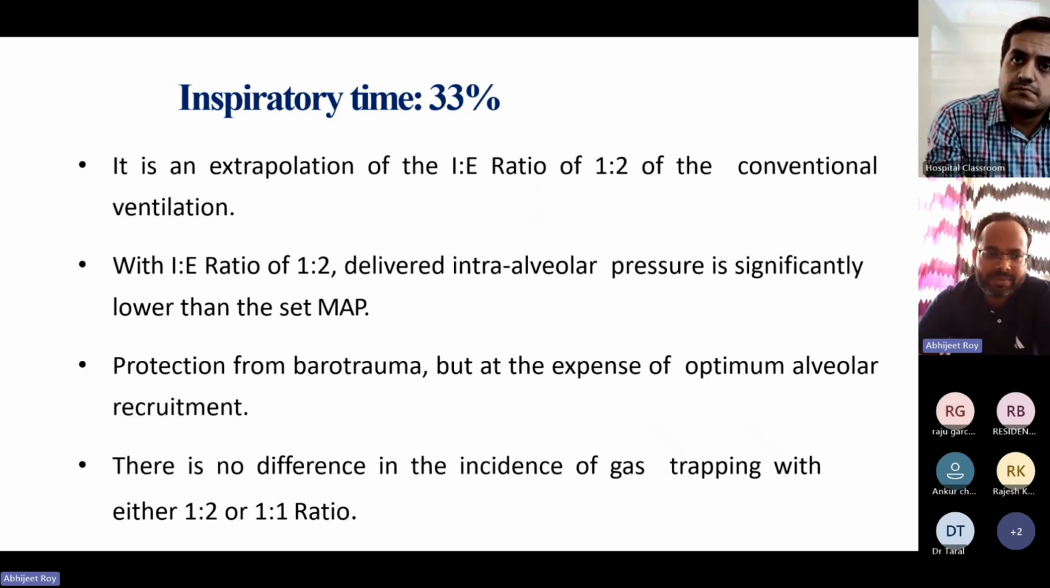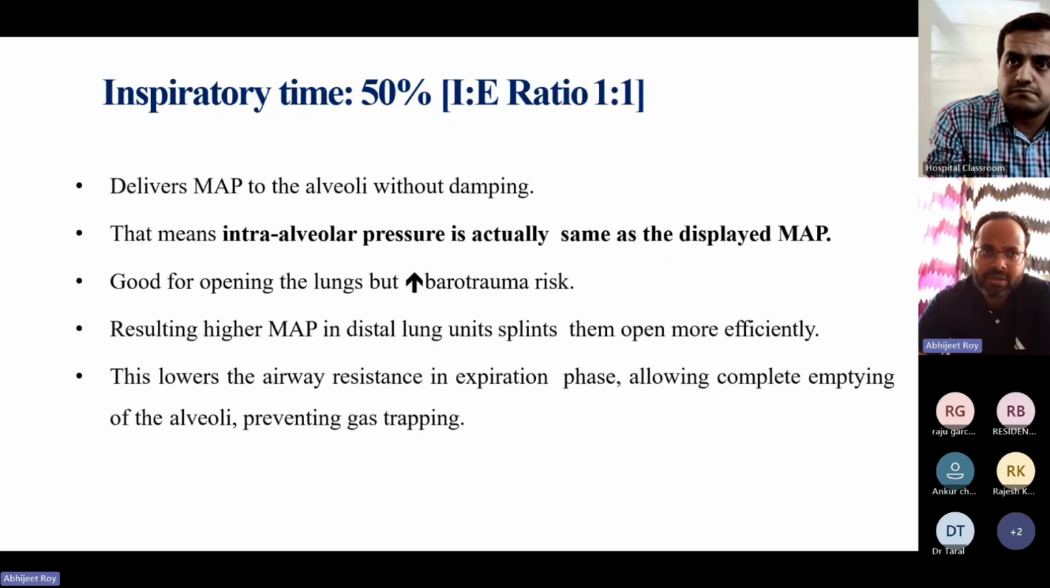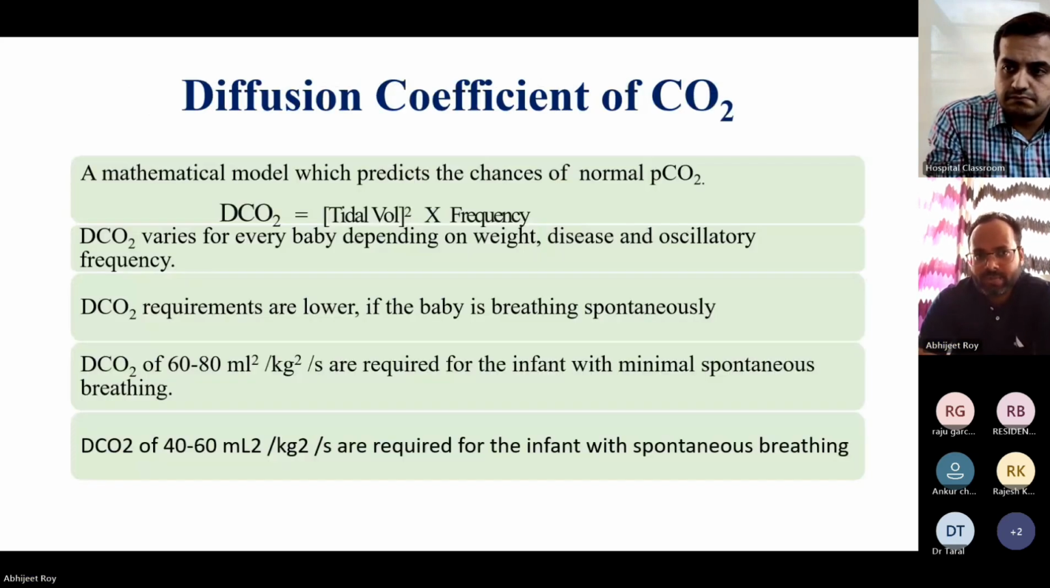So if it is not, it can lead to atelectasis. But in my personal opinion, there is not much of a difference in terms of gas trapping or in optimal alveolar recruitment. So theoretically, one may say that if we keep the I/E ratio 1:1, then it can lead to barotrauma.